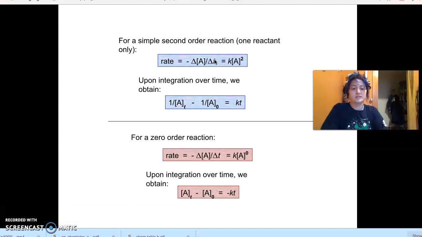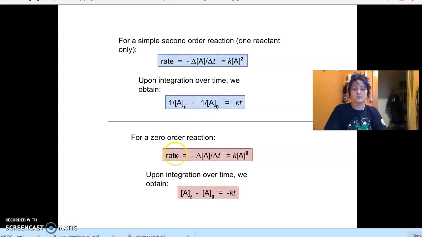Continuing with our integrals here, as we saw in the introduction, generally for a second order reaction, the rate is equal to k times concentration squared. When you take the integral of something that's squared, you end up getting the reciprocal of that. So it's going to be 1 over A at time t minus 1 over A at time 0 equal to the rate constant k times t.